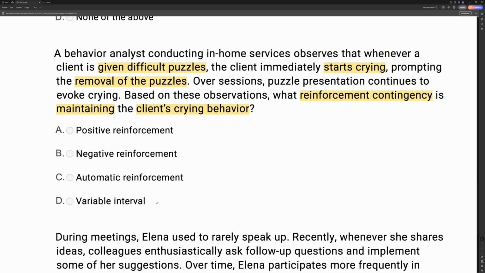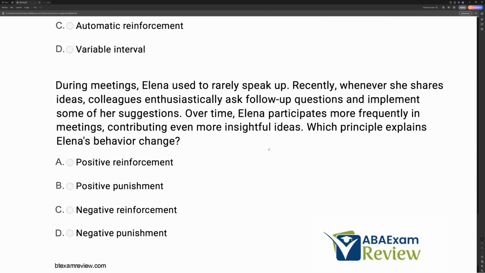And then D, a variable interval, obviously has nothing to do with this question. If you know your basic schedules, you're not going to pick D. Fluency is very important because if you're fluent, then you look at D and say, well, that has nothing to do with what we're talking about. And you can quickly rule that answer choice out. So the reinforcement contingency maintaining crying behavior here is B, negative reinforcement.